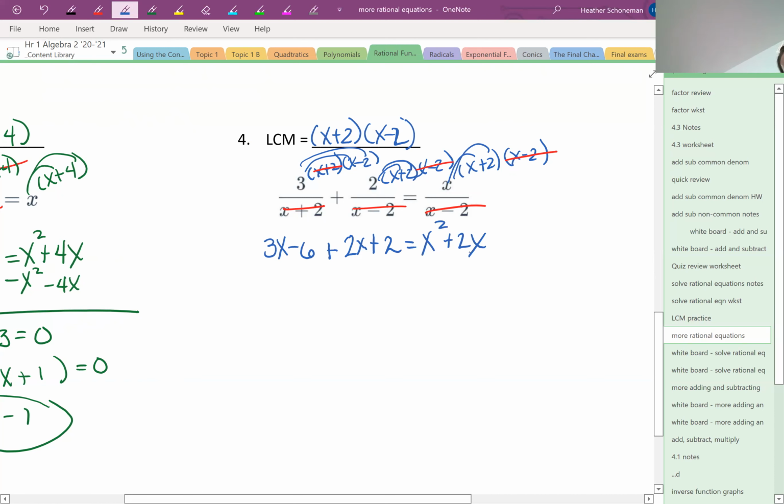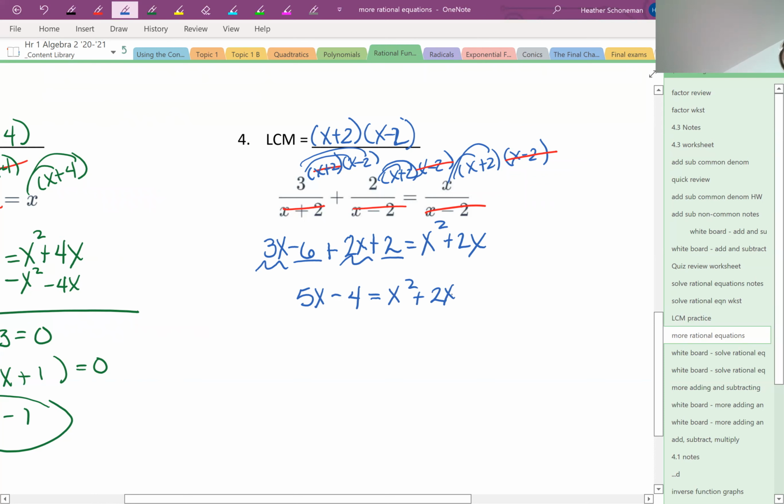It is quadratic because I got an x squared, but no matter what kind of equation you have, before you solve it, you always want to combine like terms. So 3x and 2x is 5x. And this gives me -4 equals x squared plus 2x.